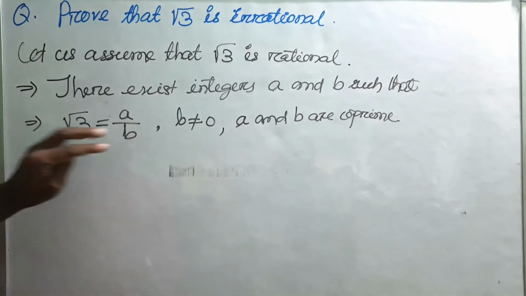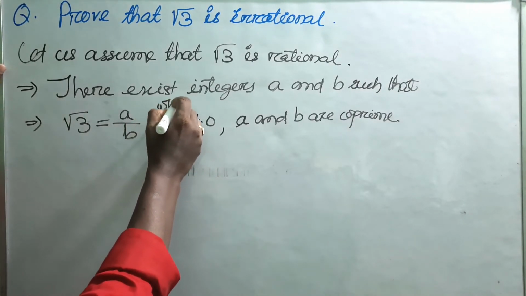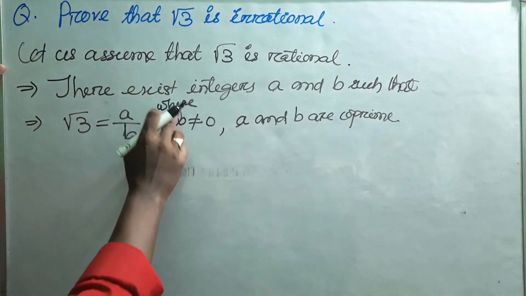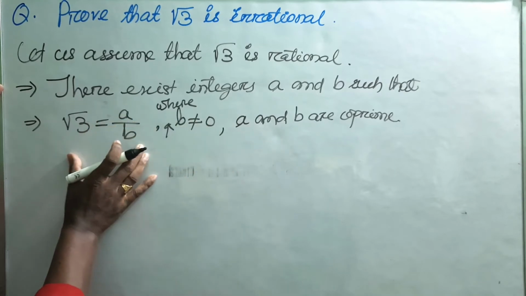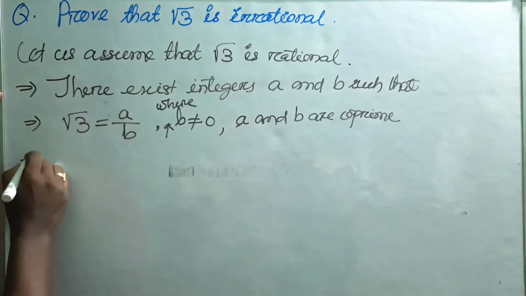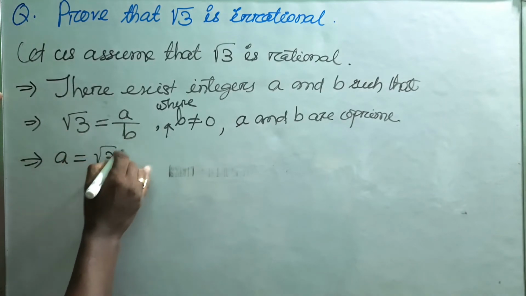Okay, so these conditions have to be satisfied. You can write here where. So root 3 is equal to a by b, where b is not equal to 0. Okay, now these conditions are to be satisfied because root 3 is a rational number we have taken. Now bring b to this side, so it becomes a is equal to root 3 b.